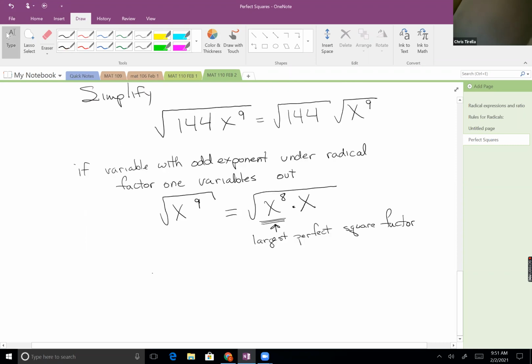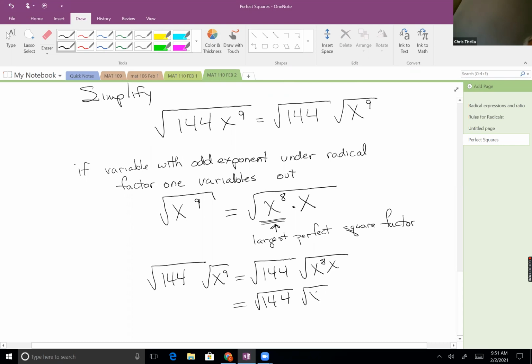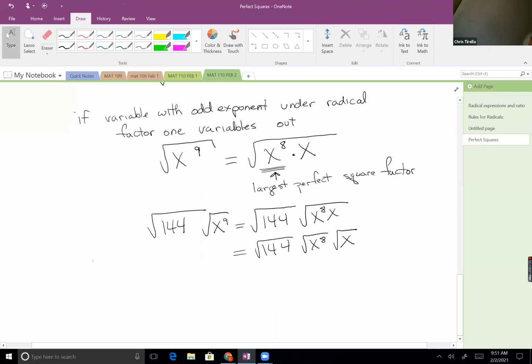So over there where I have the square root of 144 times the square root of x to the ninth, I'm going to think of that as the square root of 144 times the square root of x to the eighth times x, or the square root of 144 times the square root of x to the eighth times the square root of x, which will give me 12x to the fourth times the square root of x. And believe it or not, that's my simplest form.